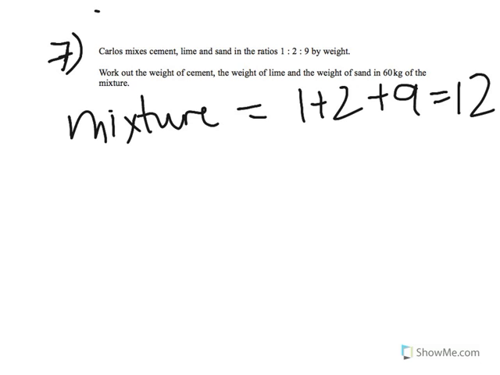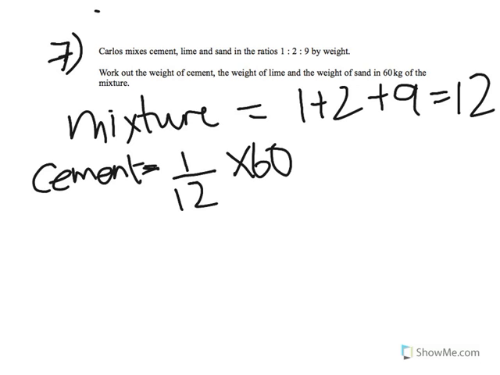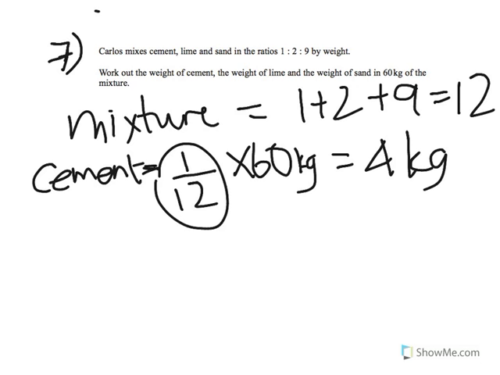Alright, so now you've got to work out the amount of cement. Cement is 1 out of 12 parts of the whole mixture, multiplied by the mass of the mixture, 60 kgs. Since we have 60 kgs of the mixture, we just multiply this amount by the mass of the mixture, and we'll find the mass of cement. So 1 out of 12 times 60 is nothing but 60 divided by 12, which is 5 kg. So it means that we have 5 kg of cement in 60 kgs of the mixture.